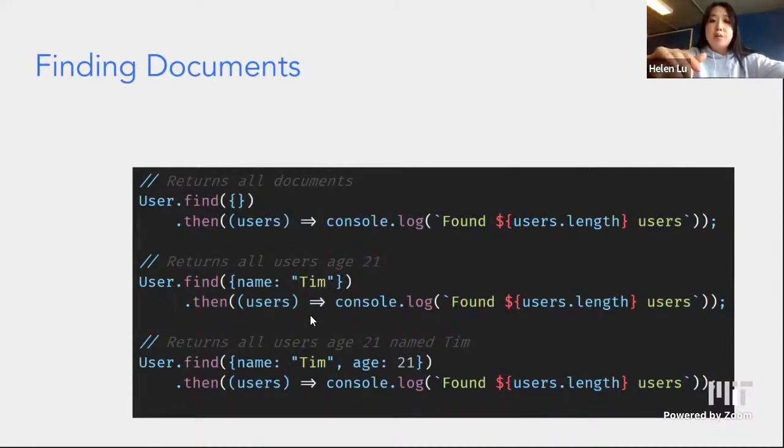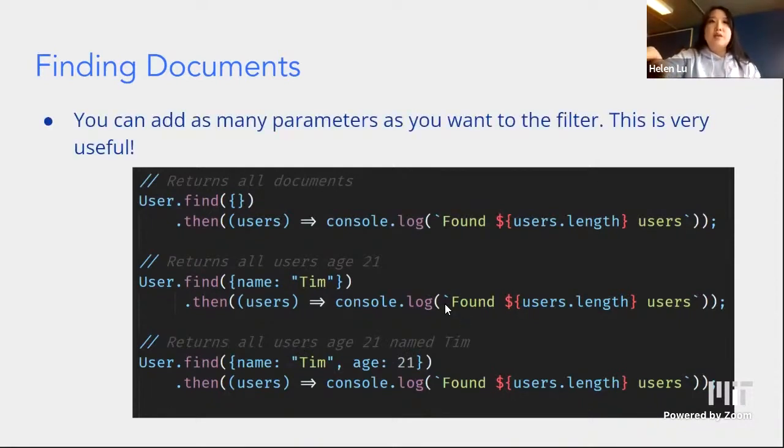And we can define more properties that we want to filter on. So we can find all users with the name of Tim who are 21 years old, and this will do just that. You can add any number of parameters in here, and it will filter through the database and give you all of the objects that have the same values for these fields. Again, you can add as many parameters as you want.